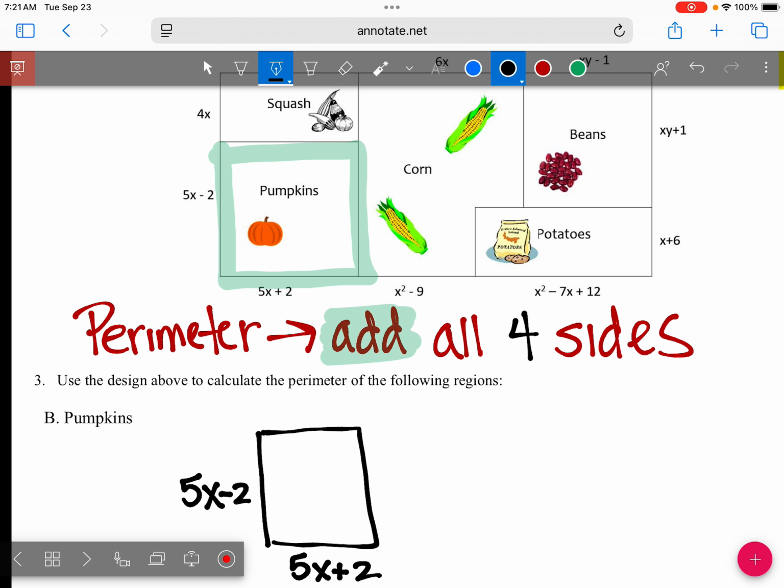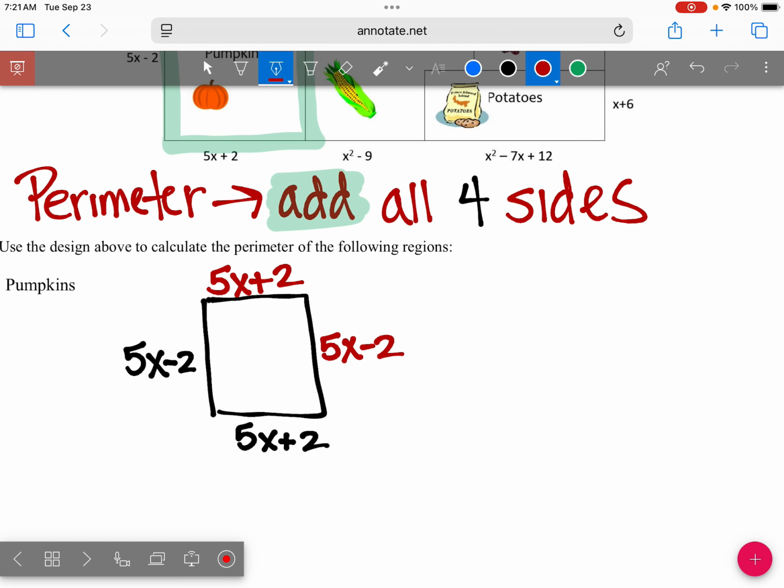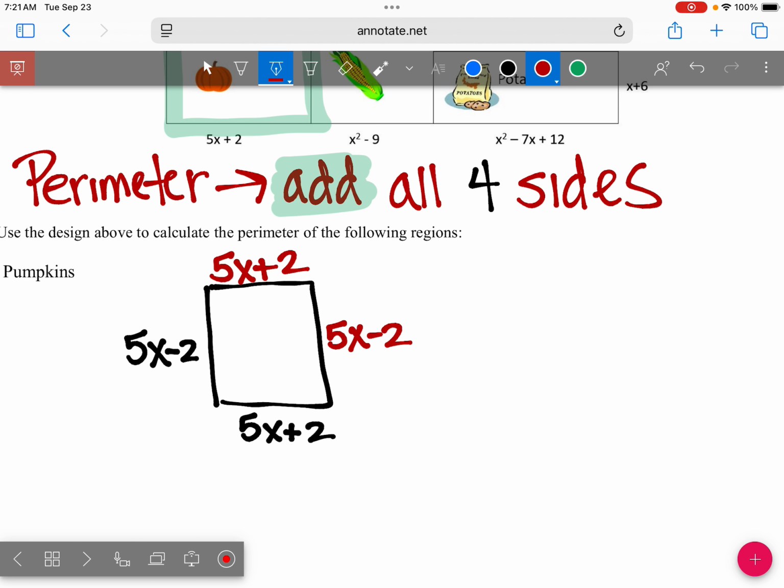Now, the length is the same on opposite sides for this field. So that means that the 5x plus 2 that I put at the bottom, I can also write on the top. And the 5x minus 2 that I put on the left, I can also write on the right. So we're adding up all 4 sides.